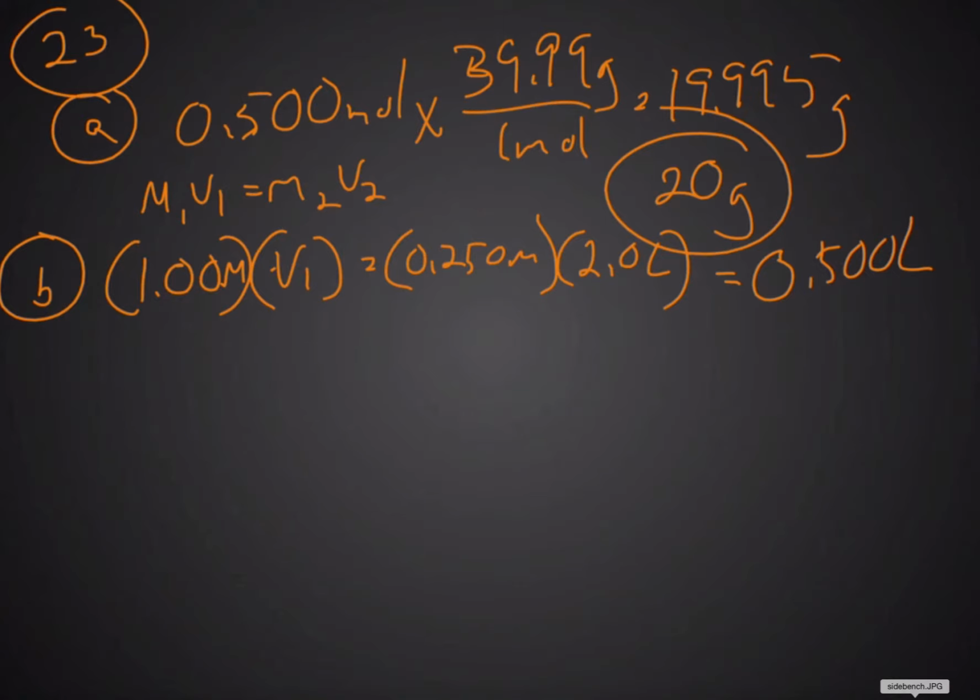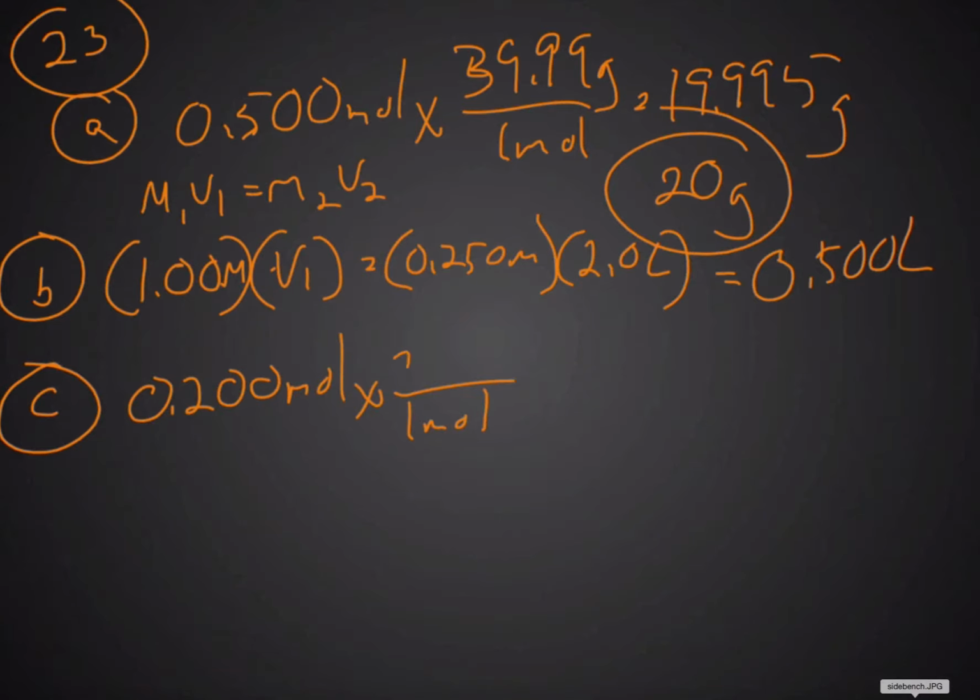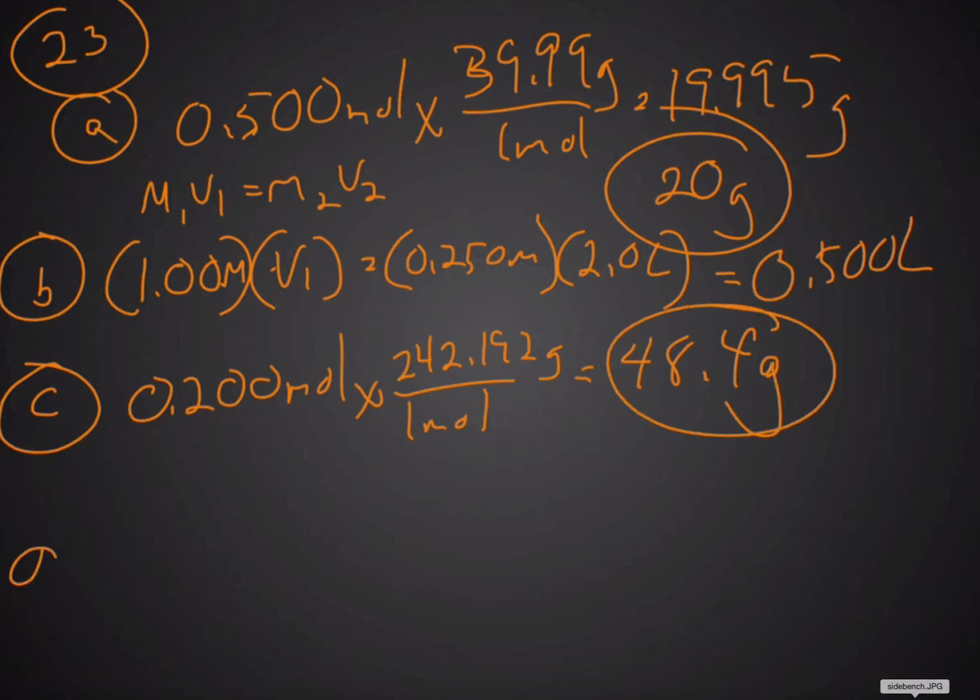So you start with half a liter of stock solution, dilute it down to 2 liters, and your concentration would be 0.25. Okay, if we want 2 liters of 0.1 molar solution, that means we want a total of 0.2 moles, and 1 mole of this compound has a mass of 242.192 grams, which means in order to create 2 liters of 0.1 molar solution, we would need to dissolve 48.4 grams of the substance in that 2 liters.